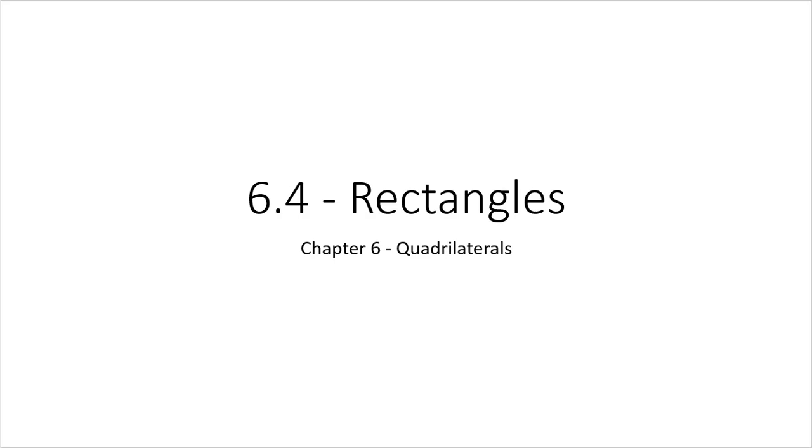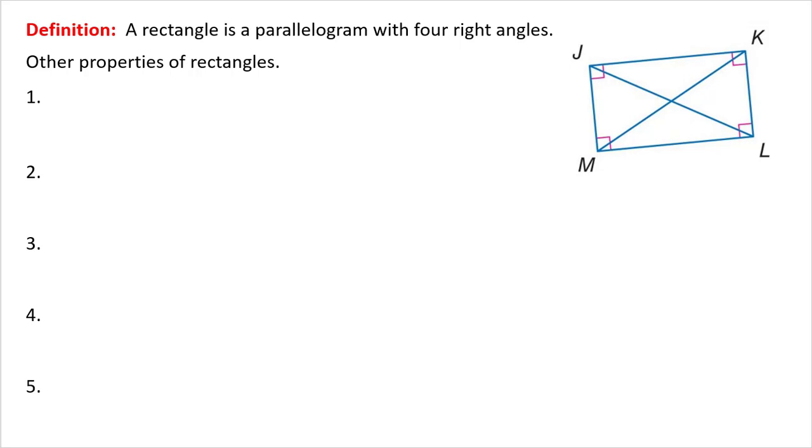In the next few lessons, we're going to be talking about some properties of some more specific parallelograms and even quadrilaterals. Today, we're going to spend the whole day talking about the properties of rectangles. So a rectangle is a parallelogram with 4 right angles. Okay, so it has all of the properties of a parallelogram.